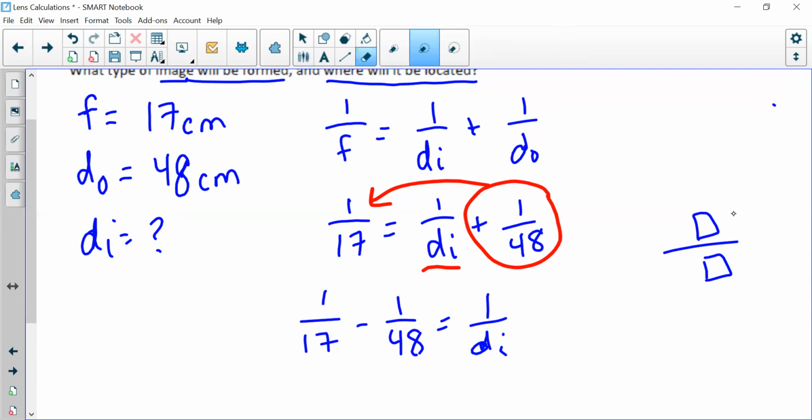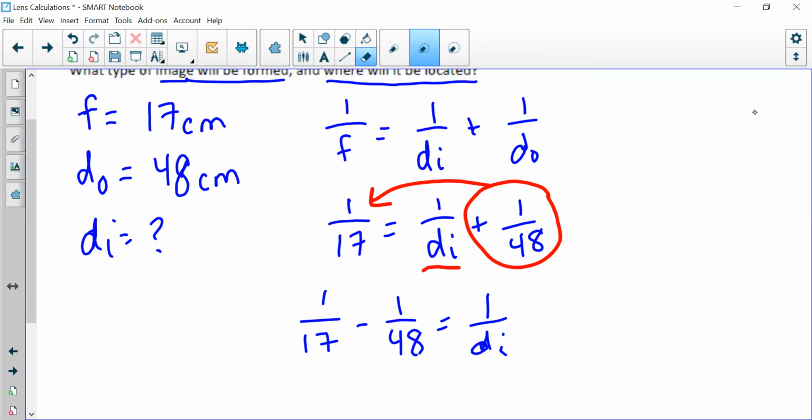If you don't have that one, you can use brackets and do bracket 1 divided by 17, close bracket, minus open bracket 1 divided by 48, close bracket. If you have the ABC fraction button, you can do that as well. We're going to have to play around with how to use our own calculators.